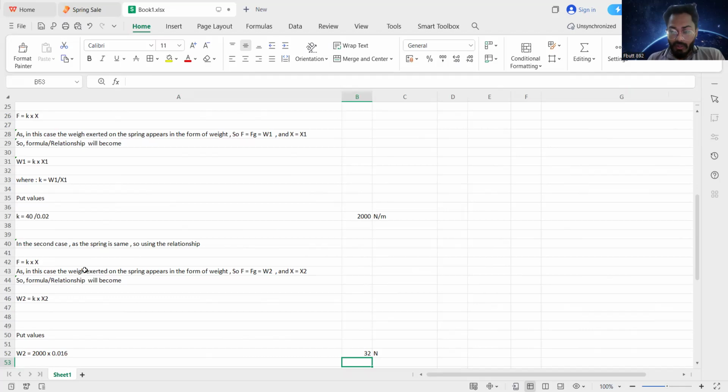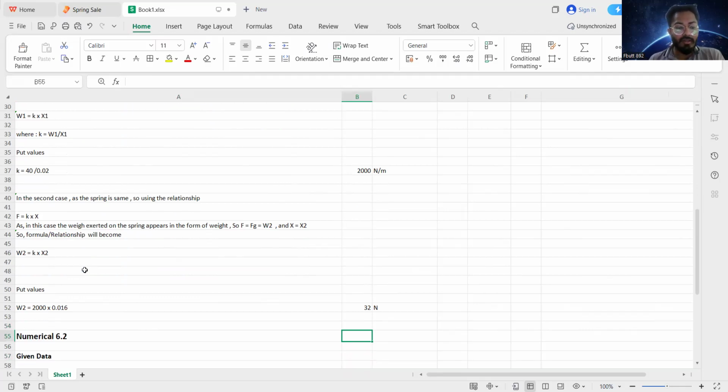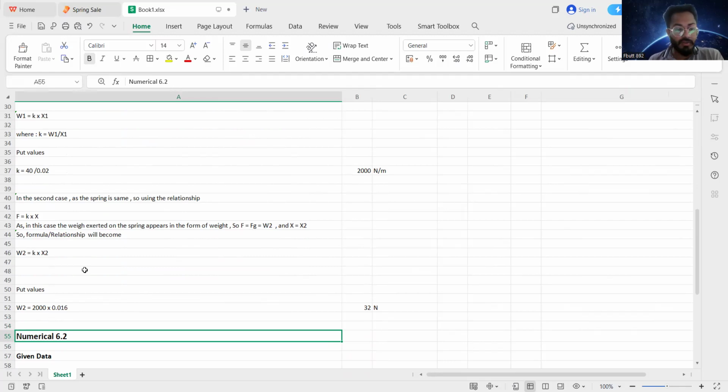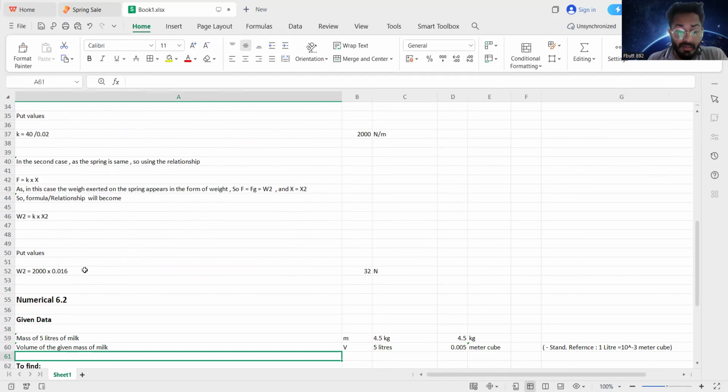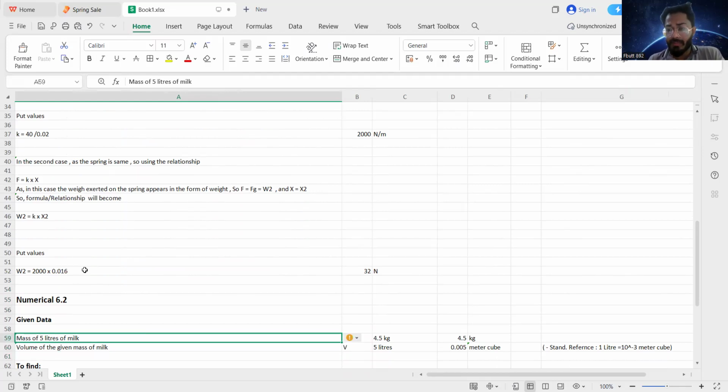If you have any query or any problem, then you will ask me about that particular numerical. So I'm going to read the statement of numerical 6.2. The examiner said the mass of 5 liters of milk is approximately 4.5 kilogram. Find its density in SI units. So, density, what is meant by density?